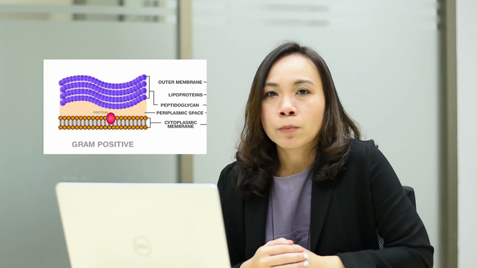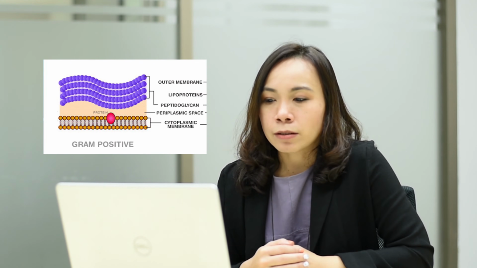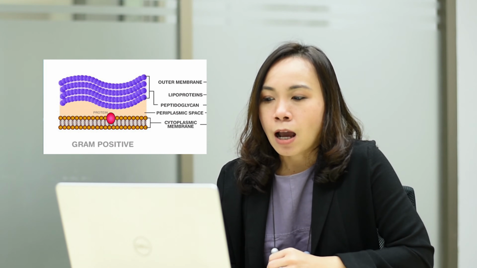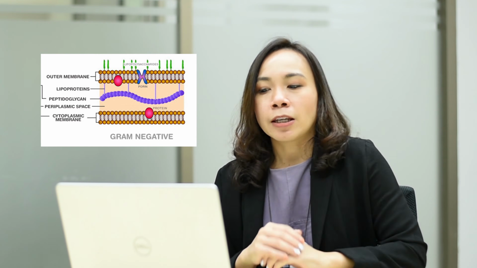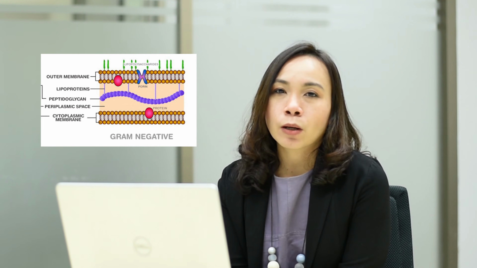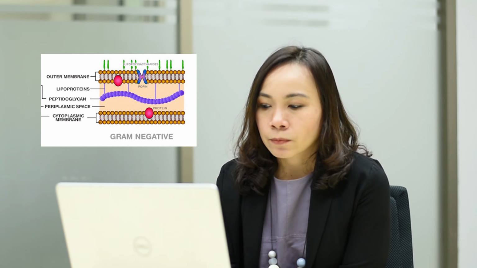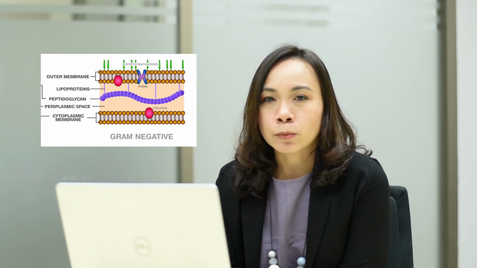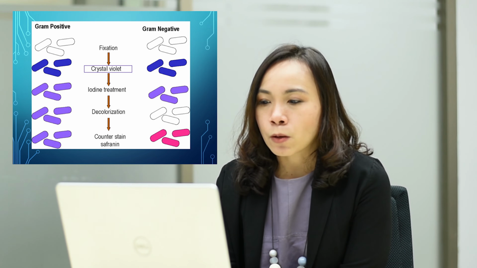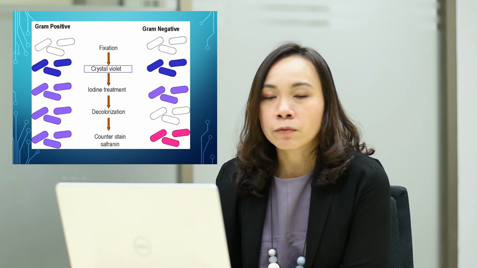The cell wall of gram-positive bacteria contains many layers of peptidoglycan and an outer lipid membrane. But the cell wall of gram-negative bacteria contains a thin peptidoglycan layer with an outer lipid membrane. That's why it makes them different after you stain the bacterial cell wall. You can get two different colors after that.